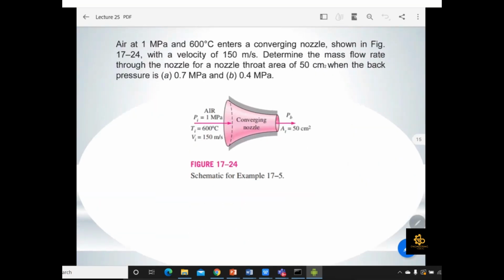Okay, so here is the next example, which is example 17-5 from your book. So you have to read the statement first. Air at 1 megapascal and 600 degrees Celsius enters a converging nozzle shown in the figure with a velocity of 150 meter per second. Determine the mass flow rate through the nozzle for the nozzle throat area of 50 centimeters square, when the back pressure is (a) 0.7 megapascal and (b) 0.4 megapascal. Okay, so this is our data, and you have to note it down, and then we will try to solve it.